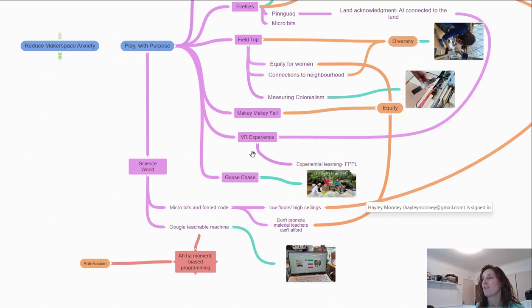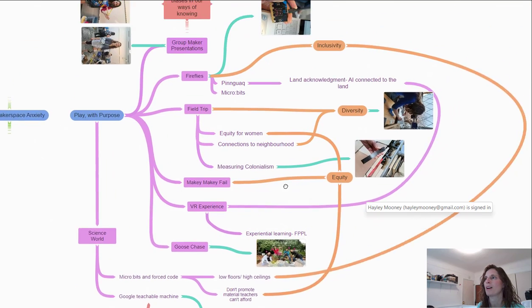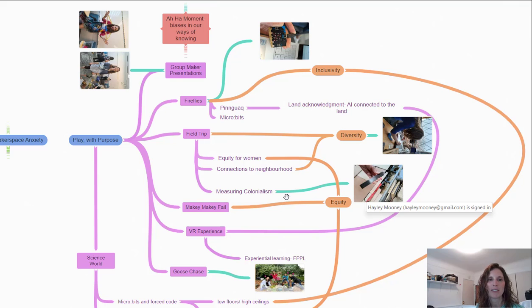We also had VR experiences, which are very experiential learning, which is a first principle of learning, which I really enjoyed. We were all very wowed by just a very simple piece of equipment, just made out of cardboard. That was enough to have an experiential learning moment, which I think is important for adults as well as children, so that's a great takeaway.